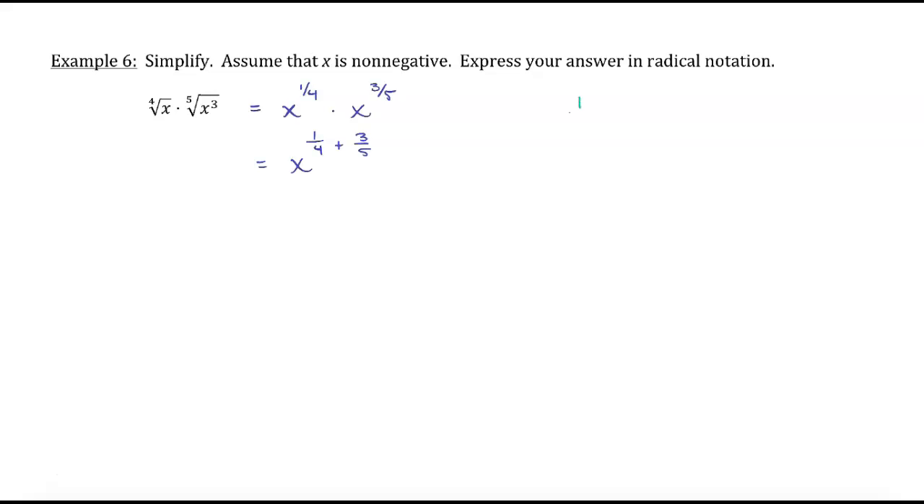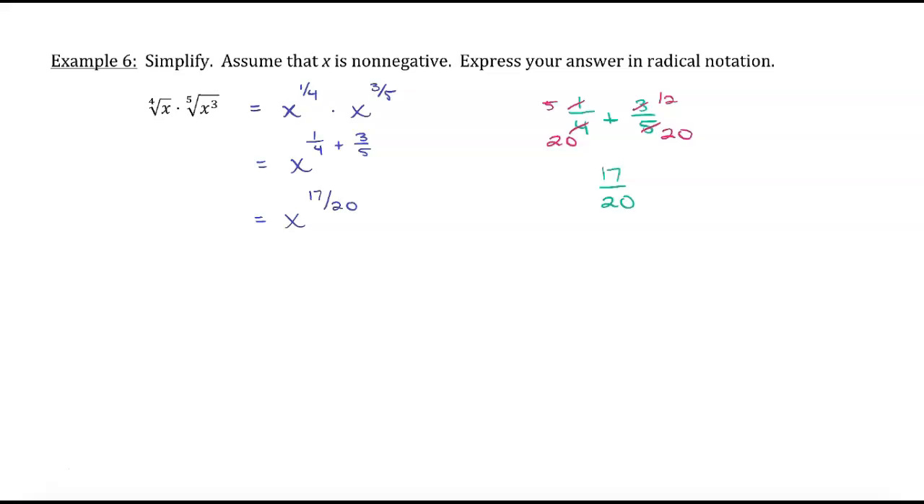Let's think about a common denominator to combine 1/4 and 3/5. 4 and 5 have a least common multiple of 20, so that will be our common denominator. Multiplying 1/4 by 5 over 5, we have 5 over 20. And multiplying 3/5 by 4 over 4 gives us 12 over 20. Adding these two fractions together, we have 17 over 20. Back to our rational exponents, this becomes x raised to the exponent of 17 over 20.